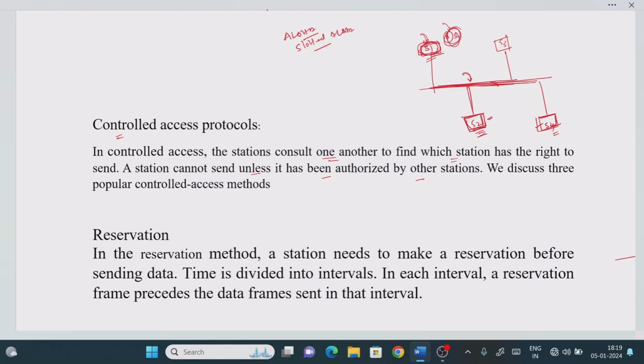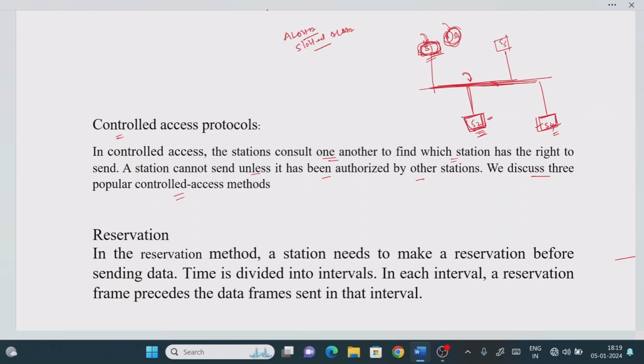Now, based on this superpower we discussed, how will the superpower be allocated? What kinds of superpower mechanisms do we have? Based on this, we are going to discuss three popular controlled access protocols. A protocol is a set of rules and regulations that govern how a particular task or operation is performed.